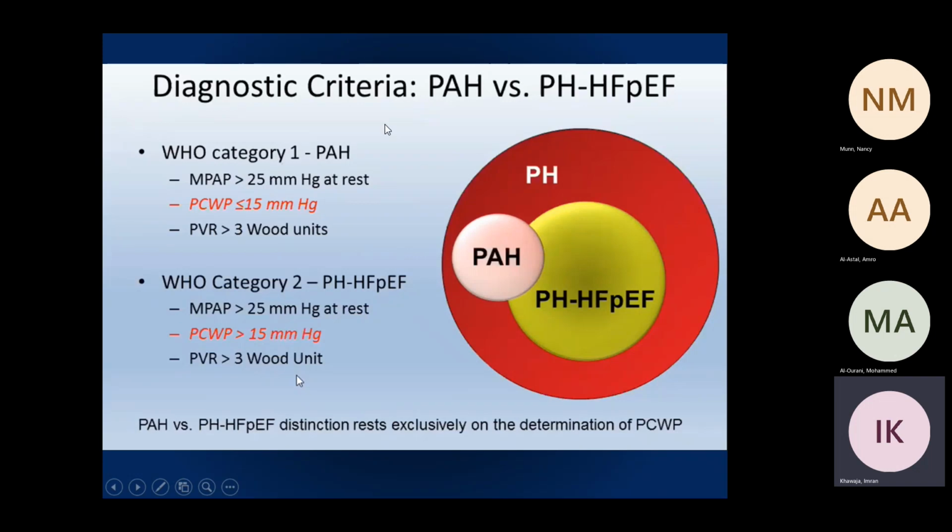In patients with group 1, which is the group where all the studies about vasodilators were directed, you have to have wedge less than 15 and PVR more than 3 Wood units. And then the vast majority of patients are non-category A, or they belong to category 2, which is patients with cardiac disease. And we have one patient in the unit now. So this could be preserved ejection fraction heart failure, or reduced ejection fraction heart failure.